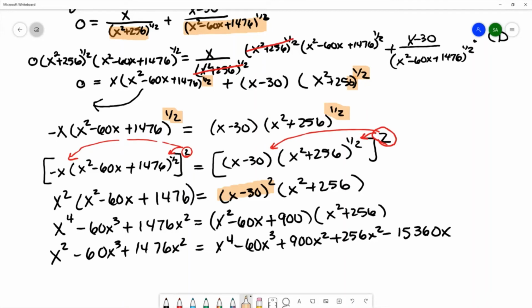I've got a correction on the left here. This should be an x to the 4th. And then we have our 230,400. Okay, so I'm noticing a few things that will cancel each other out. I have this x to the 4th on the left and the x to the 4th on the right that will cancel. The negative 60x cubed and the negative 60x cubed will cancel. And I have some like terms to combine.